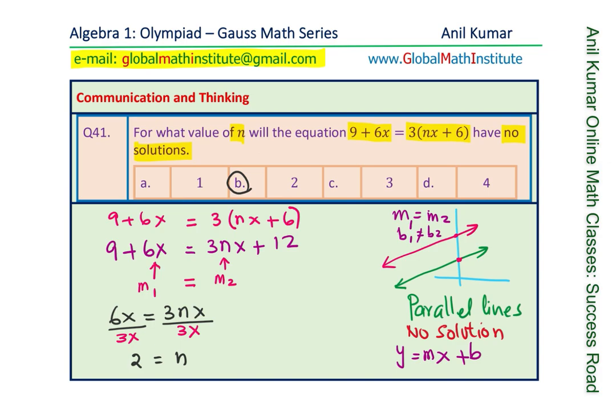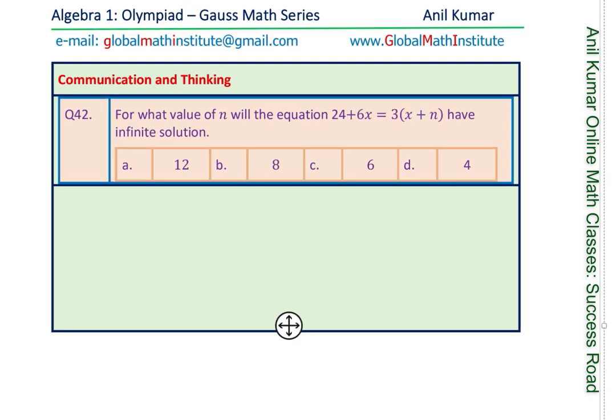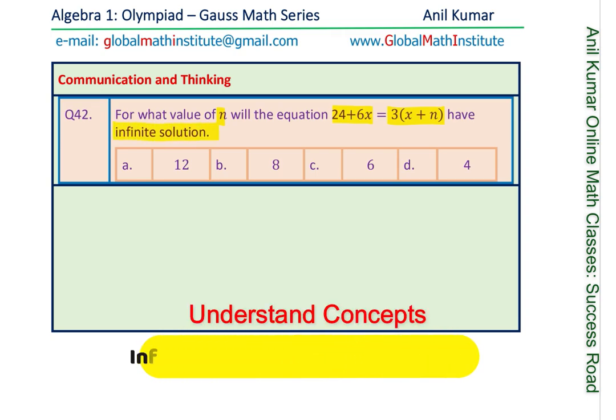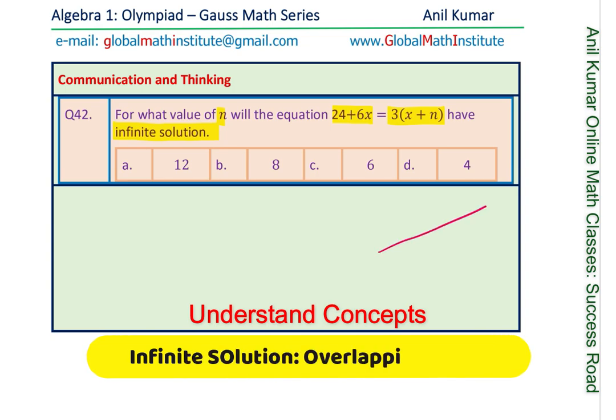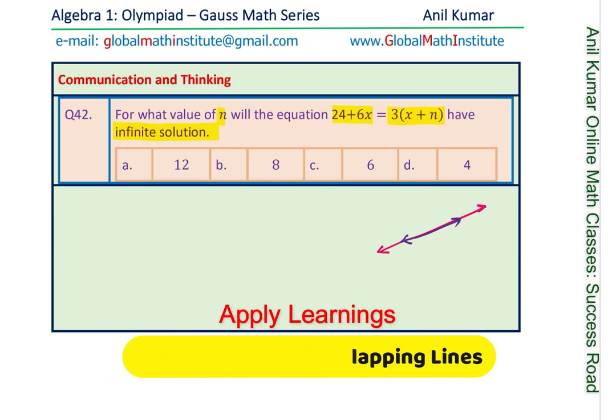So now let's move on and take the solution of the next question, which is, for what value of n will this equation equals that have infinite solutions? So infinite solution means what? It means that if that is one of my lines, right, then the other line is exactly over it, right? So then only you get infinite solutions, right? So the other line is over it, right? You get the idea. So they are intersecting at each and every point.